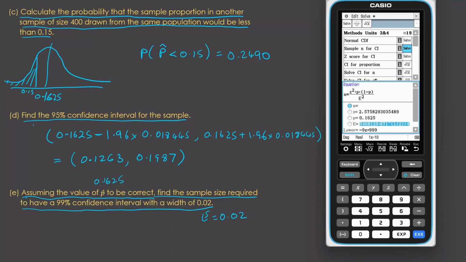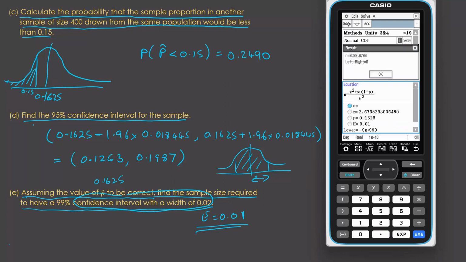And the margin of error is actually 0.01. It's saying the confidence interval has a width of 0.02, which means that E is 0.01. Remember that the margin of error is just half of the interval. So that one is going to be 0.01. And what n does it require? 9,030.